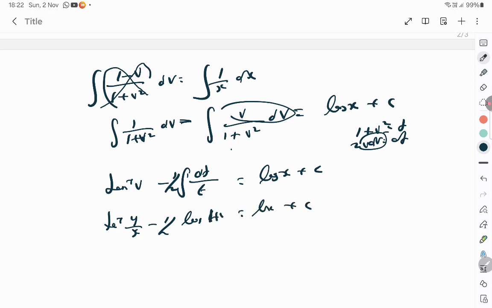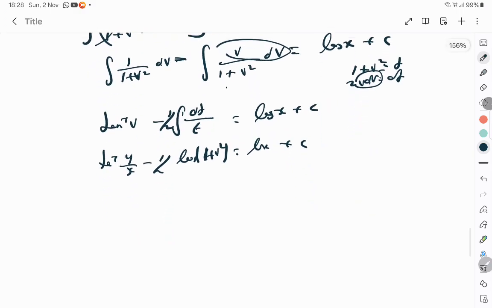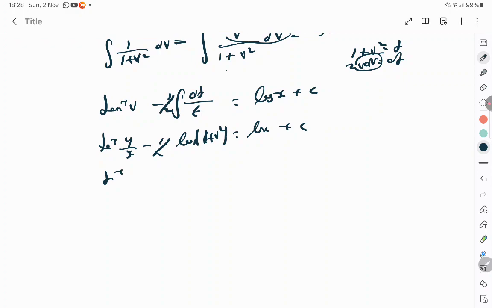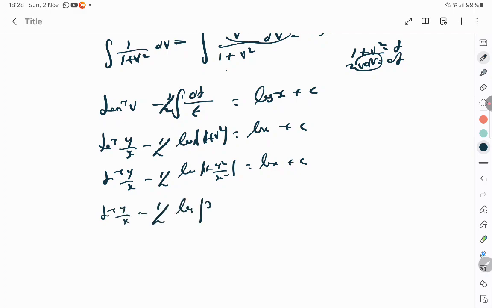T is 1 plus v square, and put a mod whenever there's a log, okay? Continue on the recording. Here, instead of v we can put y by x. Again tan inverse of y by x minus half of, this is log t, again log of mod of 1 plus y square by x square is equal to log x plus c. Then you can further calculate depending on how you're doing. It's log of x square plus y square by x square, and this will go as minus log x this side, is equal to c.